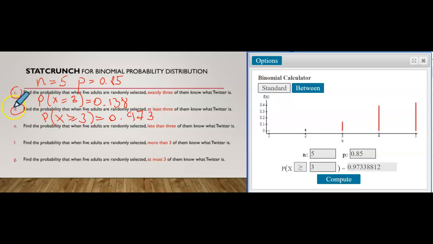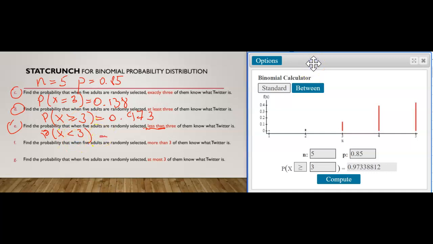0.973. Now let's find the probability that when 5 adults are randomly selected, less than 3 of them know what Twitter is. So we're looking for the probability the number of successes is less than 3, not including 3. 3 is not less than 3. 3 is equal to 3. And we're looking for the probability that less than 3 of them know what Twitter is.